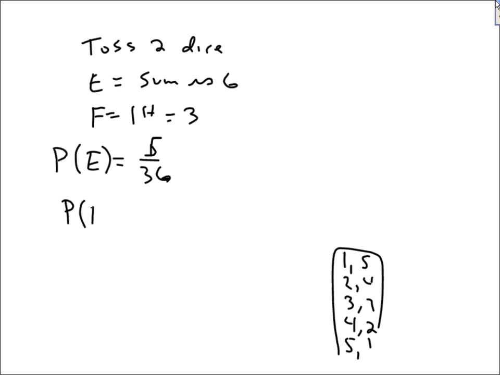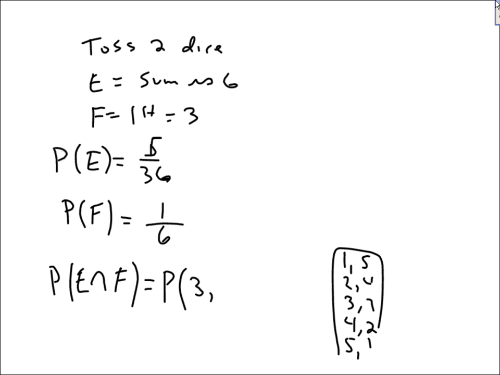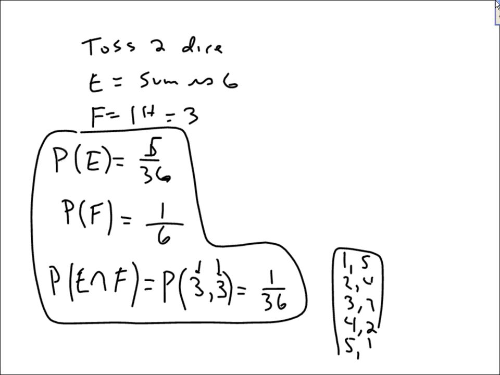The probability of F, the probability that the first toss is a 3, well, that's 1 out of 6. Now, what about the probability that the sum is 6 and the first is a 3? Well, if the sum is a 6, the second has to be a 3. First is a 3, second is a 3. That's 1 out of the 36 different outcomes. Okay? Once you have this, you're 90% there.